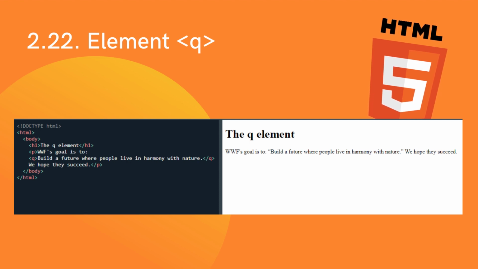Element Q defines a short quotation. The Q tag defines a short quotation. Browsers usually put quotation marks around a quotation. Tip: use blockquote to indicate a section that is quoted from another source. Example.